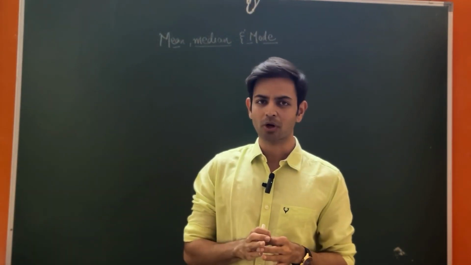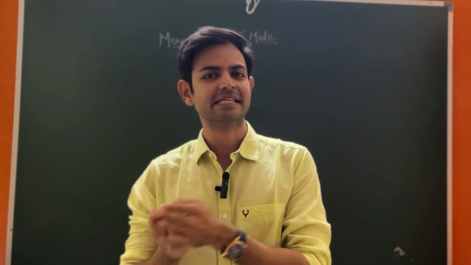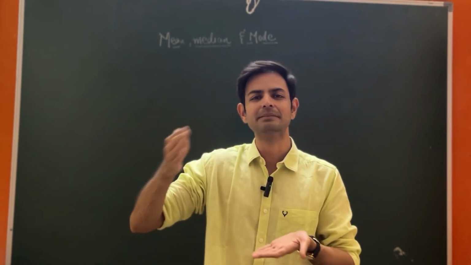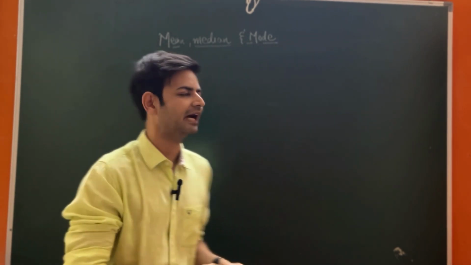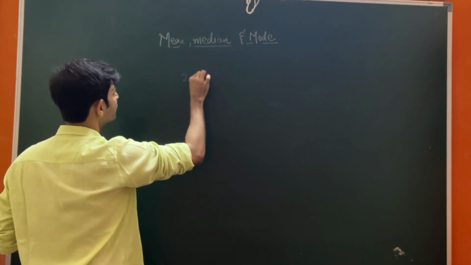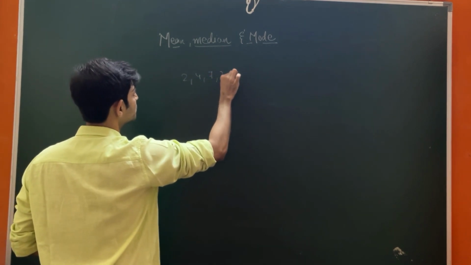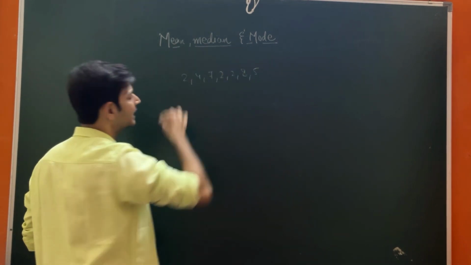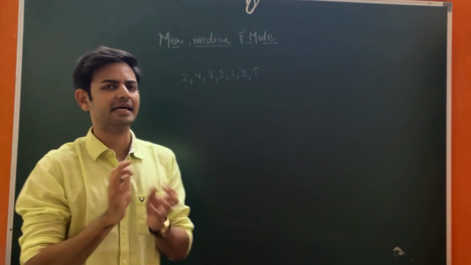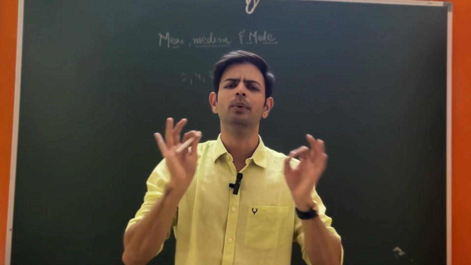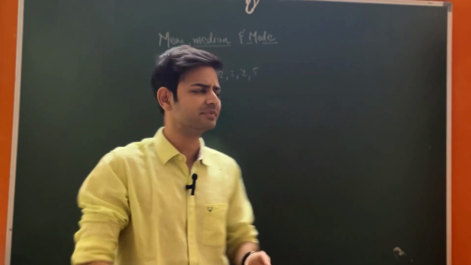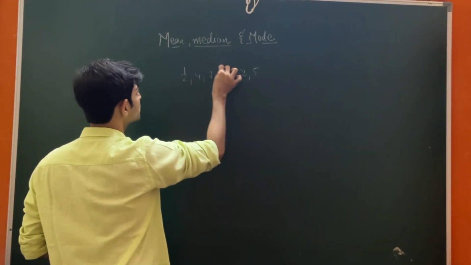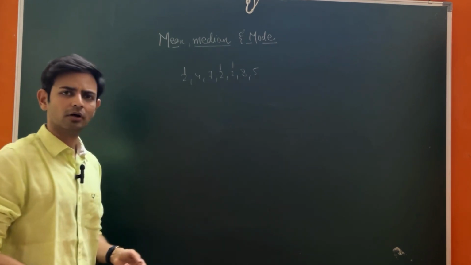Now the simplest topic is mode. Mode is the number which occurs the maximum number of times in the given data. For example, if we have the terms 2, 4, 7, 2, 2, 8, 5, here we don't need to arrange them in any ascending or descending order. We simply pick which term is appearing the most. Here, 2 is appearing the maximum number of times.